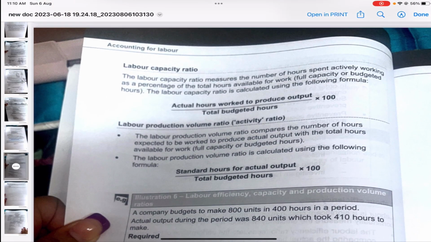Now we have the labor capacity ratio. What is labor capacity? Capacity basically measures the number of hours spent actively working as a percentage of the total hours. So out of the total hours, how many hours has the worker actually spent in producing the output? That is measured using the labor capacity ratio: actual hours worked divided by the total budgeted hours, multiplied by 100. This is the labor capacity ratio.